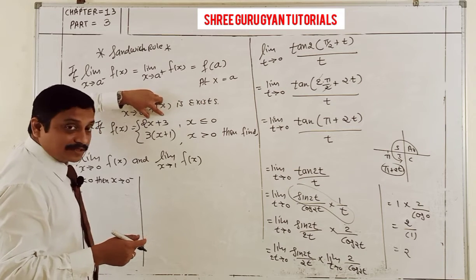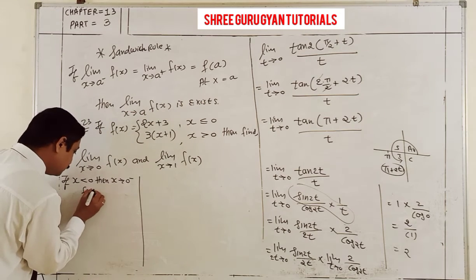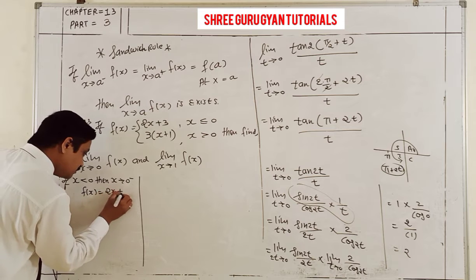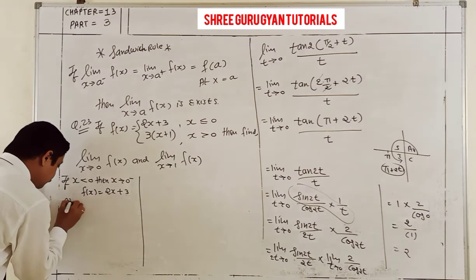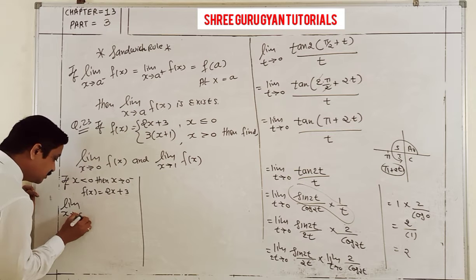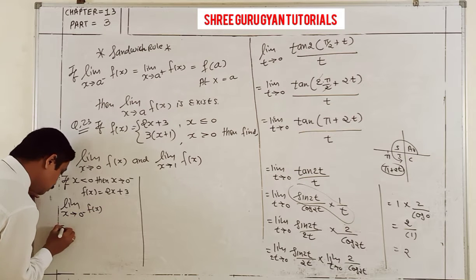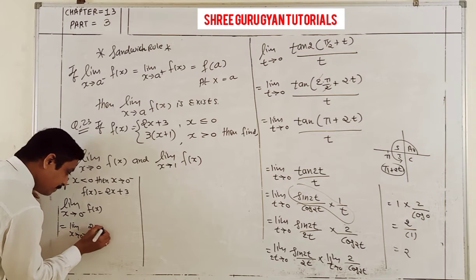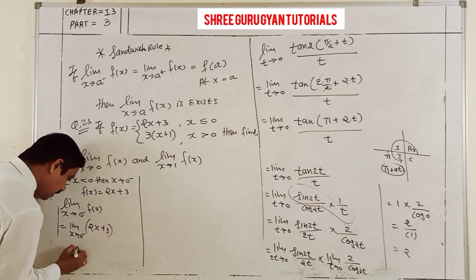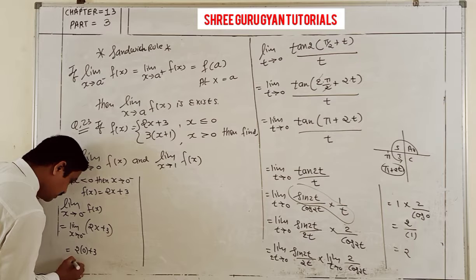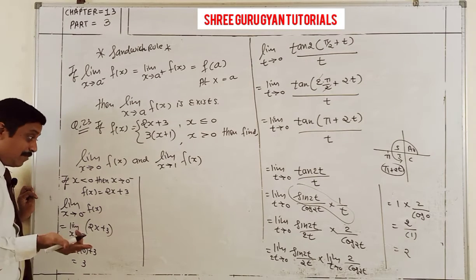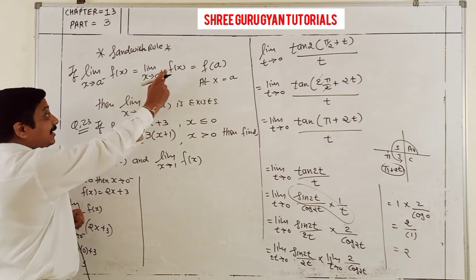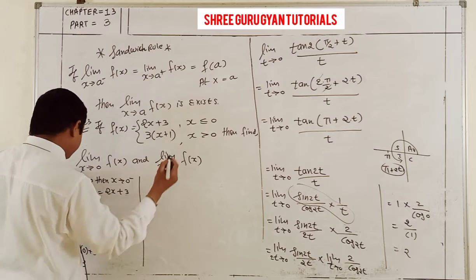For x less than 0, your function f(x) is 2x plus 3. And the limit x tends to 0 negative f(x) should be 2x plus 3. Put x as 0. This answer is 3. Now I will go to the plus, right hand side limit.